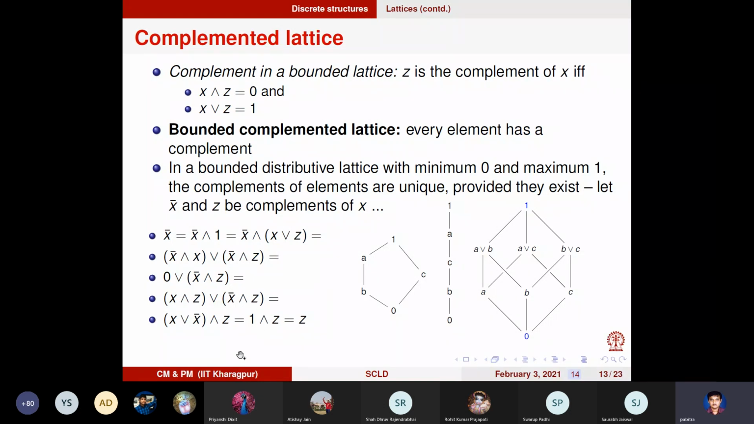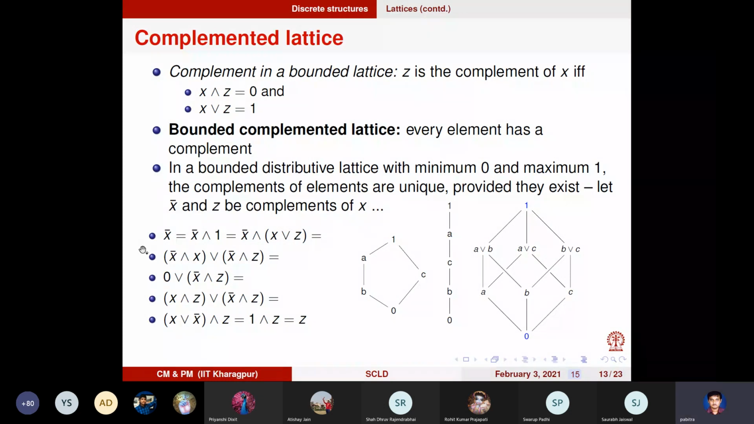And then I again apply the distributive property, so I get this. So x join x bar meet z, where x bar is equal to this now. Since x and x bar are complements, x join x bar will be 1. So you have 1 meet z, and since 1 is the maximum, 1 meet z is z.